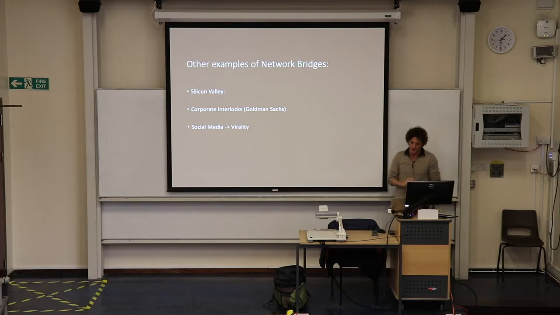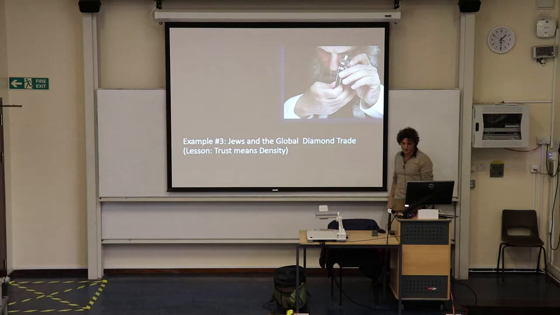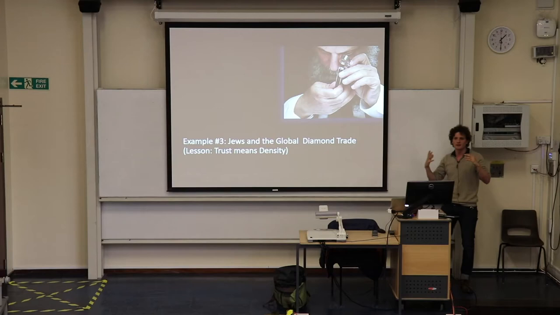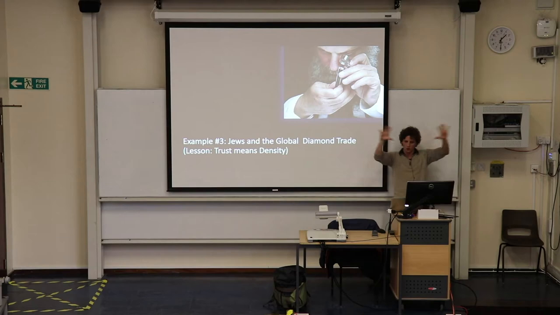Next example, our last example for today: Jews in the global diamond trade. I don't know how much you're aware of how the diamond market works, but what I wanted to do is discuss a little bit of economics at the market level, looking at the whole global market and how it works. A basic primer.